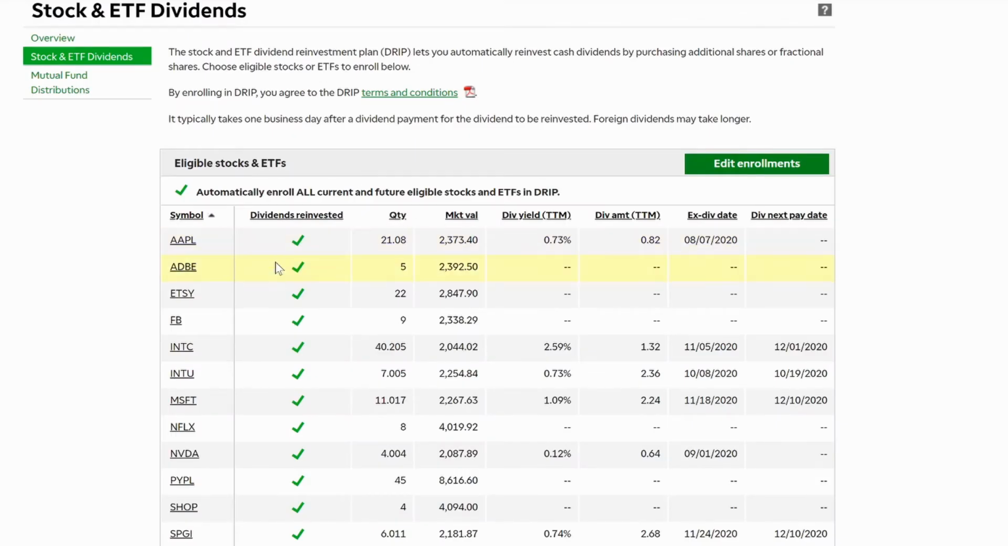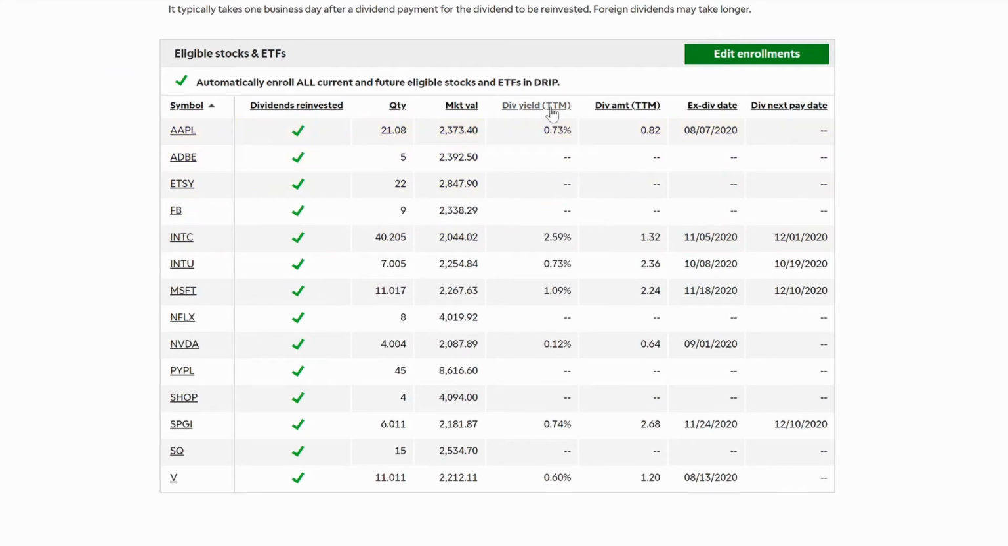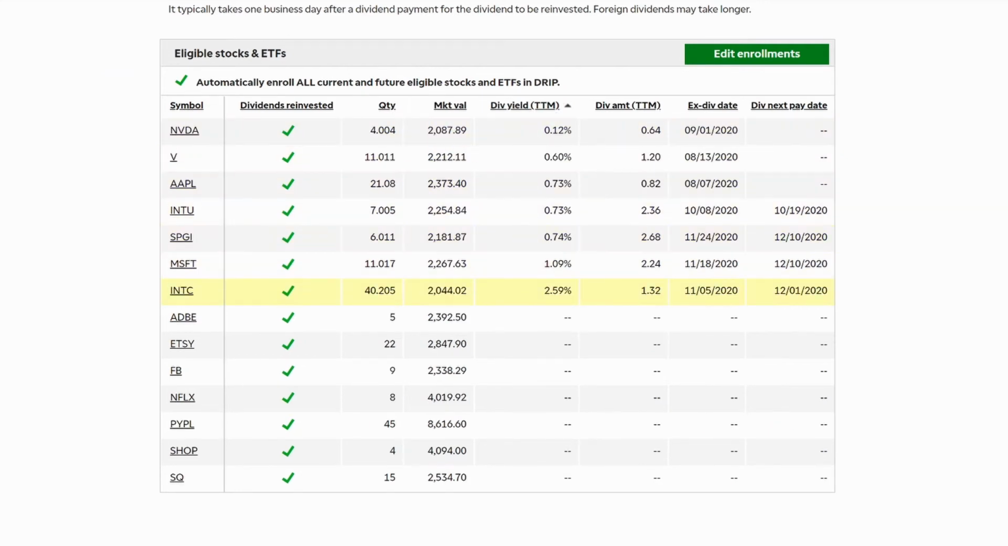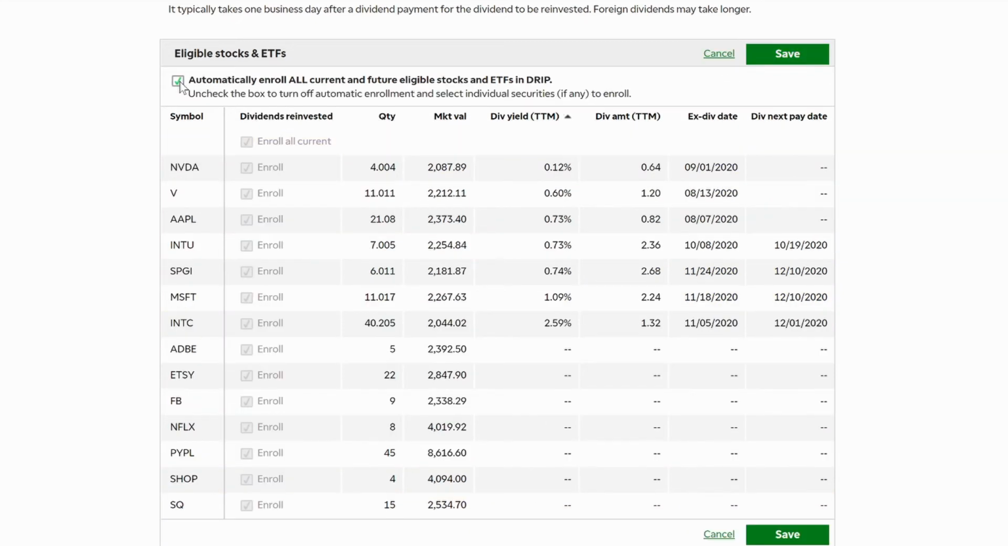And then here's all of my stocks. Now, only half of them pay out dividends right now, and they are very small, but they're all growth dividends, right? So we got 7 right here, and 7 of them don't. But you could go to edit enrollments, and I just have this checked off: automatically enroll all current and future eligible stocks and ETFs in DRIP. So every single one is checked off. Even the ones that don't have dividends are checked off, and I'll tell you why in a second.